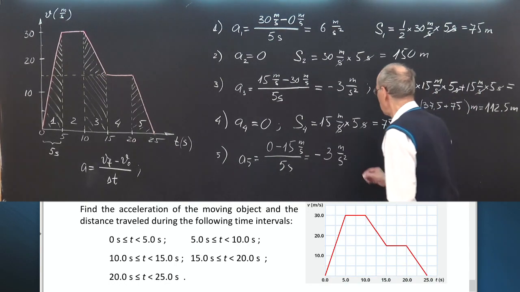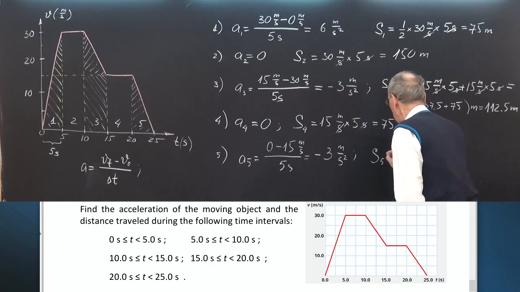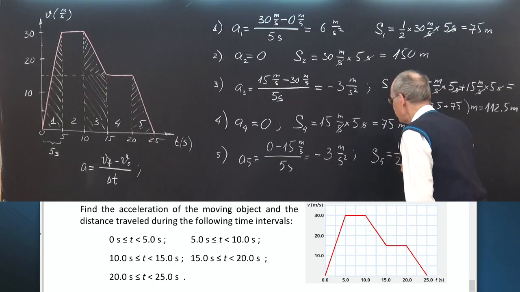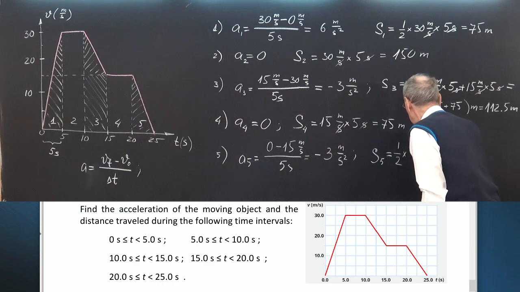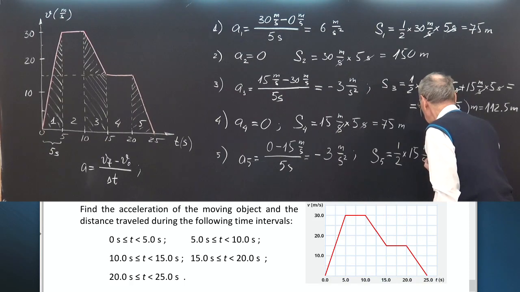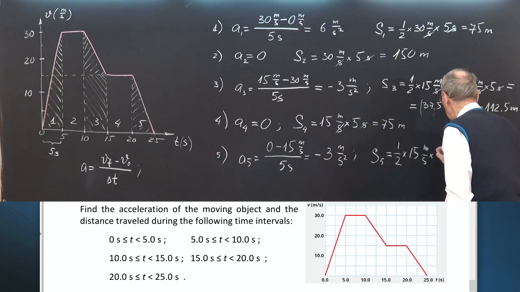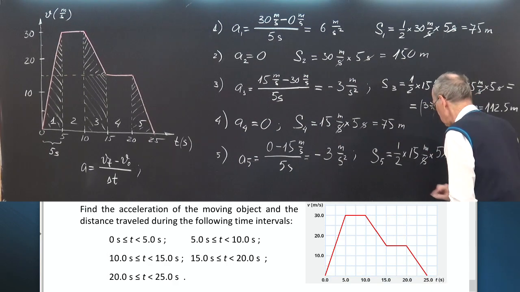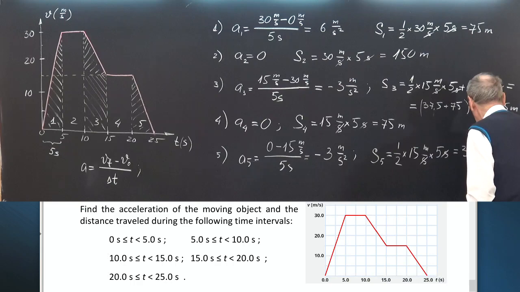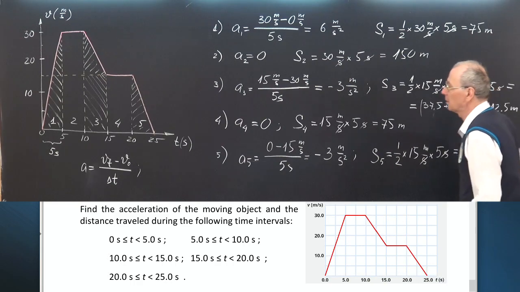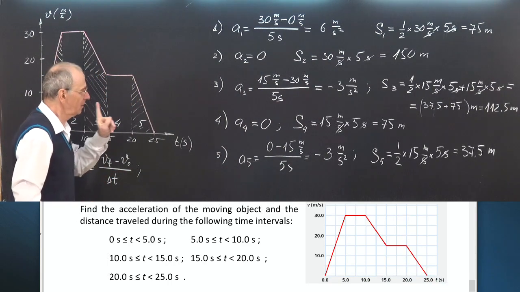And the last, distance traveled, S5 equals 1/2 of height, 15 meters per second, times base of the triangle, 5 seconds. Seconds are dividing out, and we have 37.5 meters.